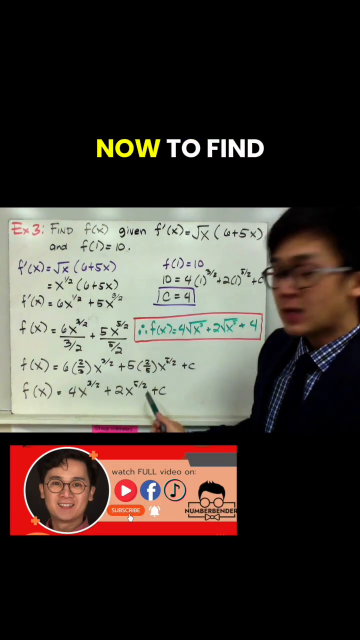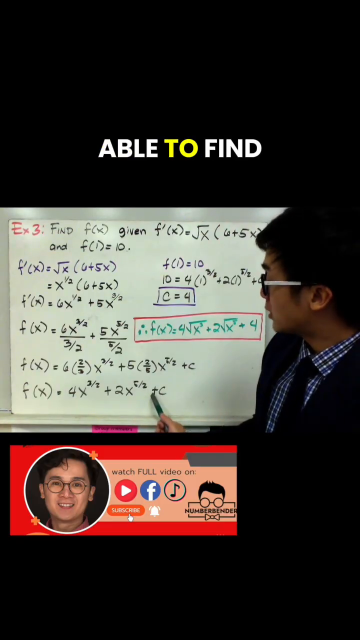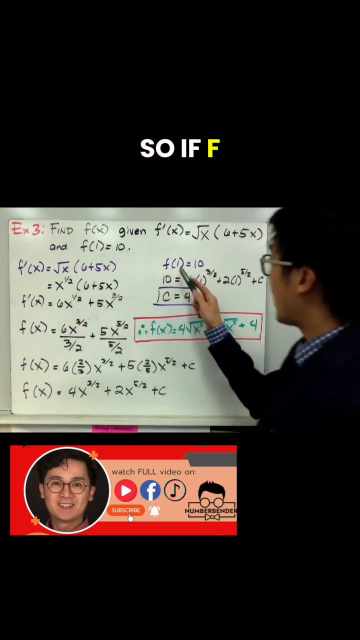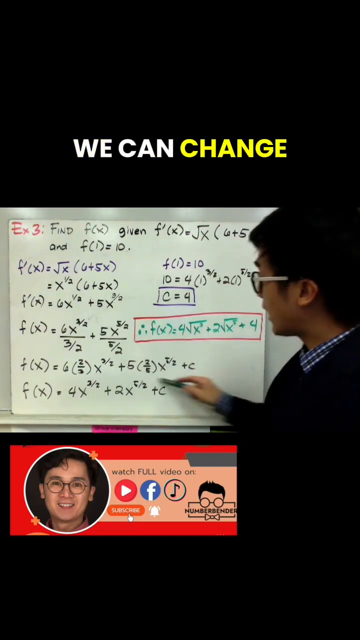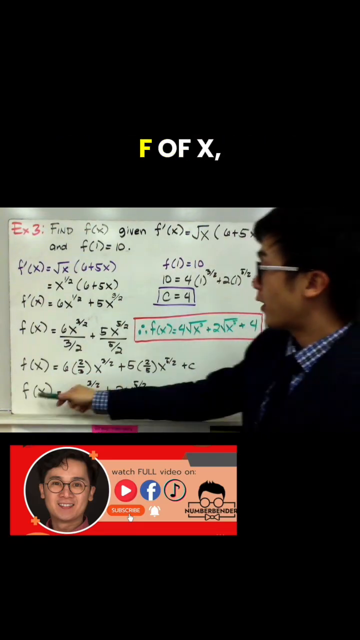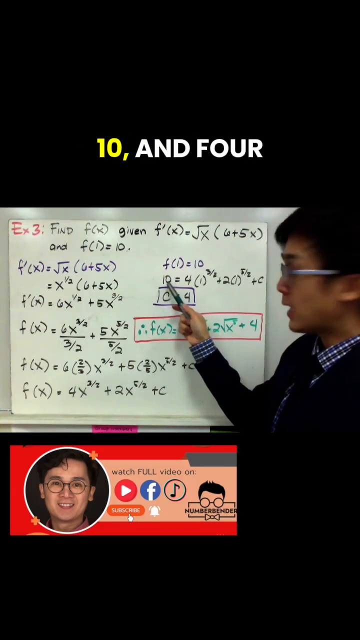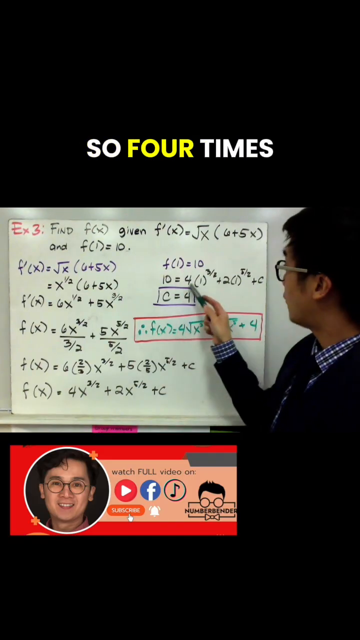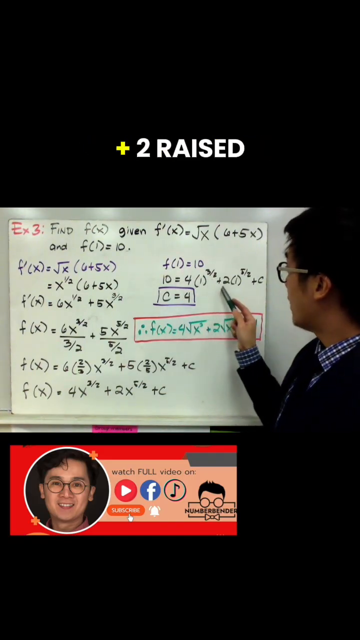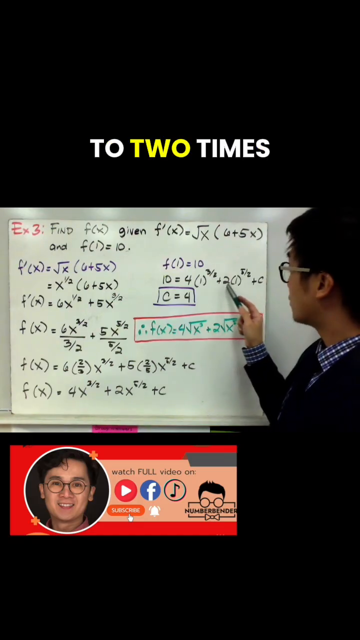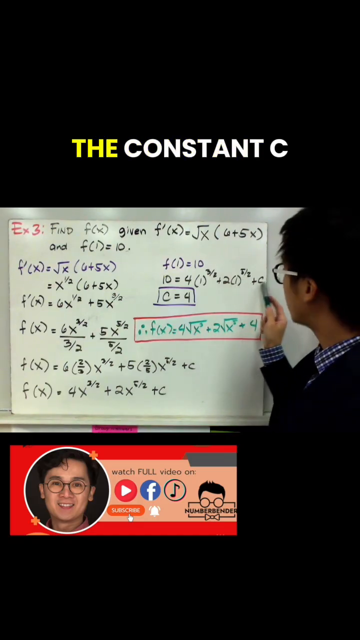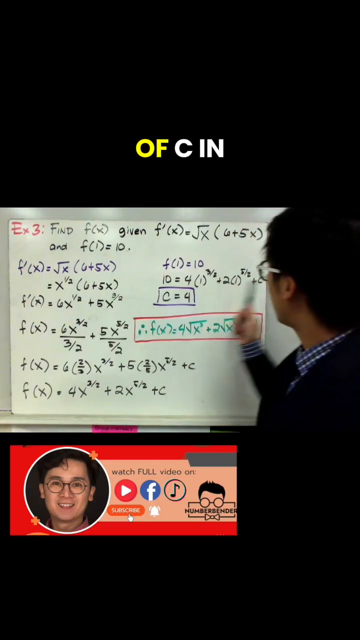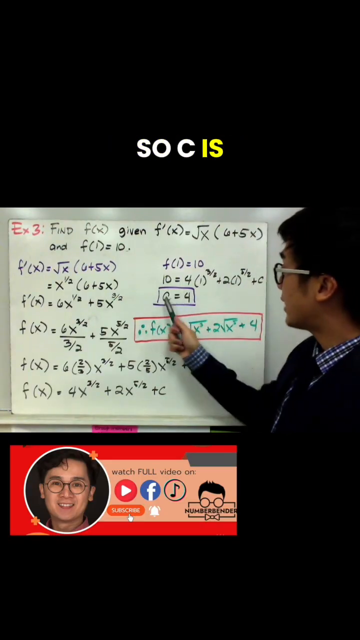Now to find c, we'll be able to find it because we are given f of 1 equal to 10. So if f of 1 is equal to 10, we can change this function for f of x, it will become 10, and for all the x's, we'll replace it with 1. So 4 times 1 raised to 3 over 2 plus 2 times 1 raised to 5 over 2 plus the constant c gives us 10, and when we solve for the value of c in this equation, c is equal to 4.